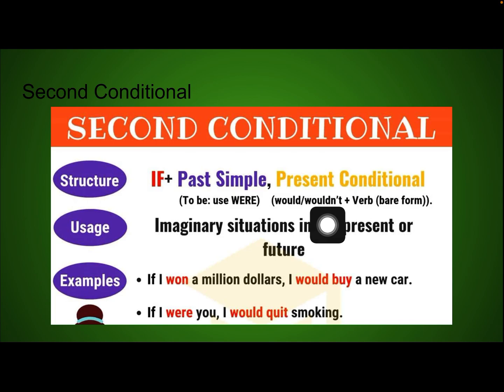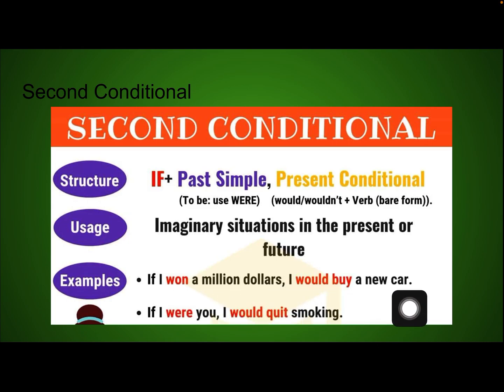Would or wouldn't, in negative way. And the verb plus the base form. For example, the usage is that we use the second conditional for imaginary situations in the present or in the future. Examples: If I won $1 million, I would buy a new car.